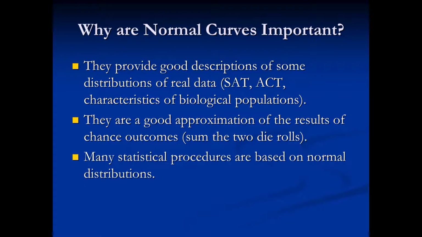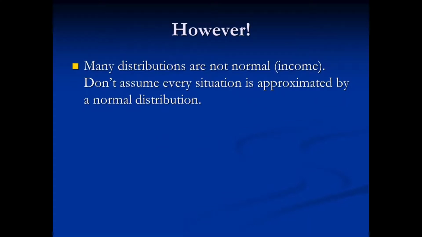Many statistical procedures that we're going to do require a normal environment. But people want to put everything in a normal curve. Not every situation can be modeled by one. Incomes are always skewed to the right, so they don't fit a normal model. Don't force incomes into a normal model.